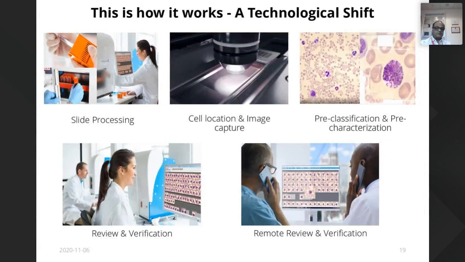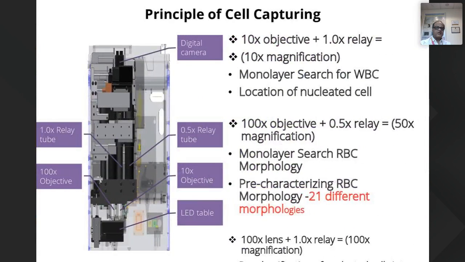Now, this is how the technological shift will be. A slide is processed now. You remember the slide process we told about, the manual processing. A slide is processed now with the stainer. It gets stained, and comes to the digital morphometric point. Then the slides are pre-classified and characterized. Then you can do a verification, then a secondary remote review verification, and you can sign it. We'll go into details with this.